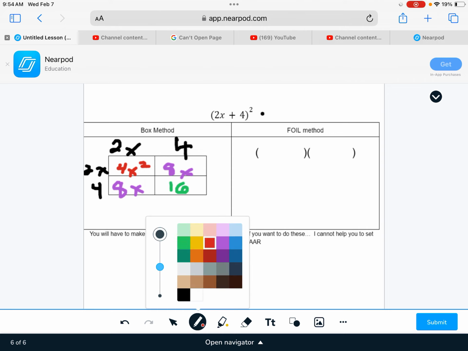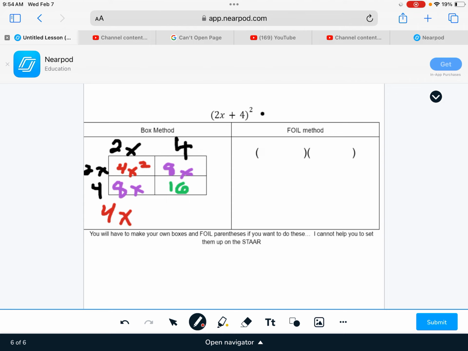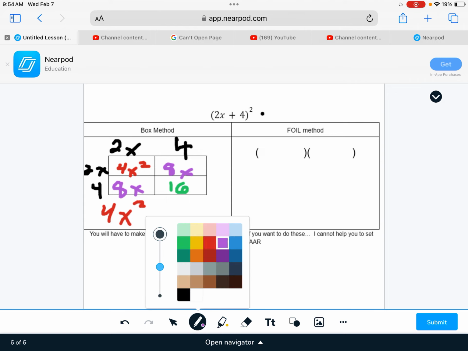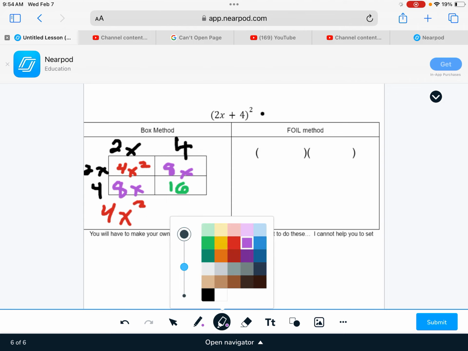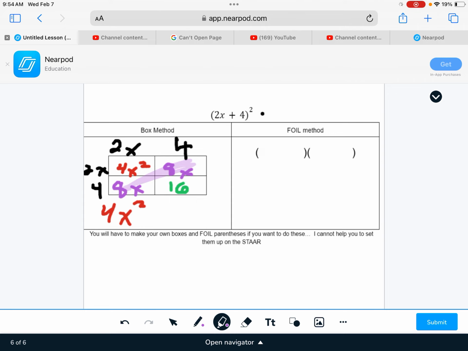I go ahead and start putting these together, 4x squared. I notice that both of these here are going to be 8x and 8x. Those are going to be combined together to make a total of 16x's, which is positive, which is where that plus sign comes from. Last but not least, plus that 16 at the end, and I'm good to go.